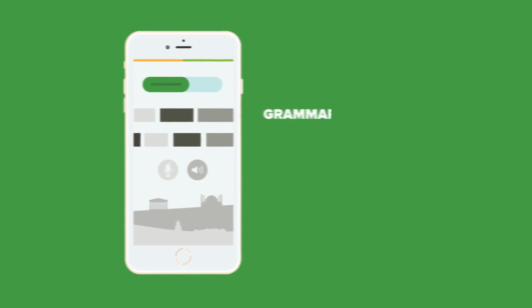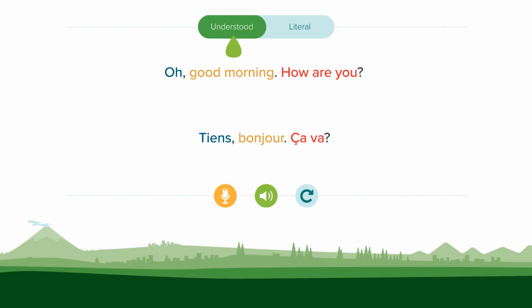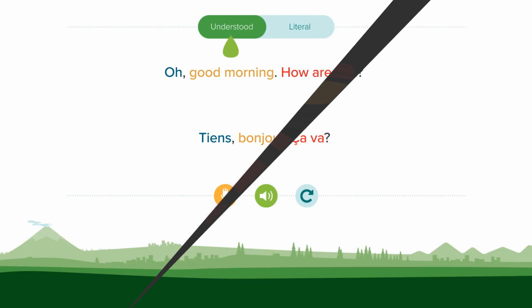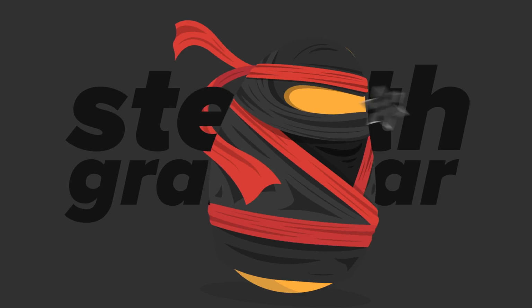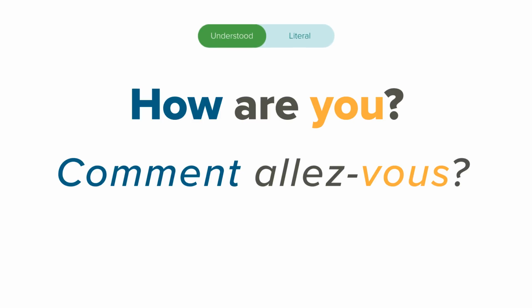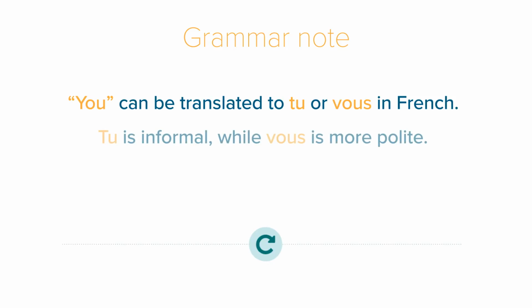Next on the list is grammar, or the ways in which words and phrases come together to make complete sentences. You'll be learning grammar throughout each and every lesson without ever even realizing it. We call it stealth grammar. Our semantic color mapping helps you to pick up on the language patterns. You'll also be able to check out literal meanings and grammar notes to help along the way.